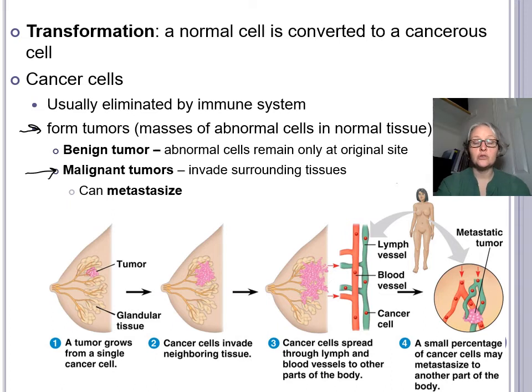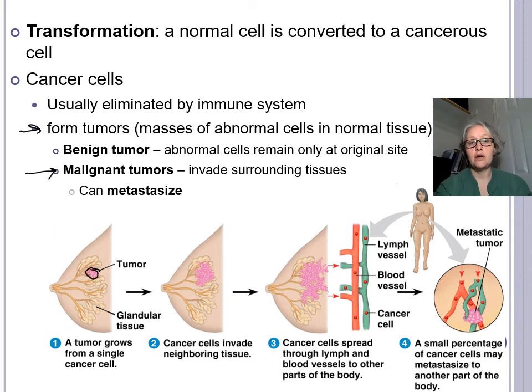A malignant tumor is one that can invade surrounding tissues. Worst case scenario, a malignant tumor metastasizes. That's when a chunk of the tumor breaks off and then it moves throughout the organism and it lands someplace else. So here we can see we've got a breast tumor.